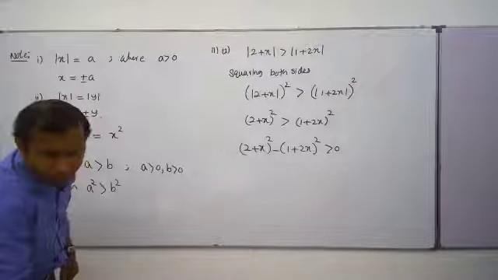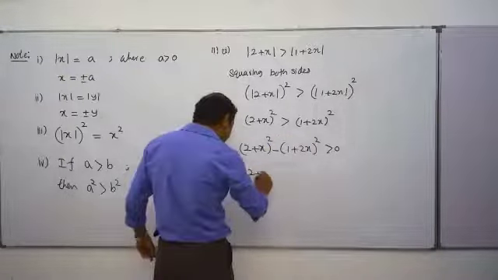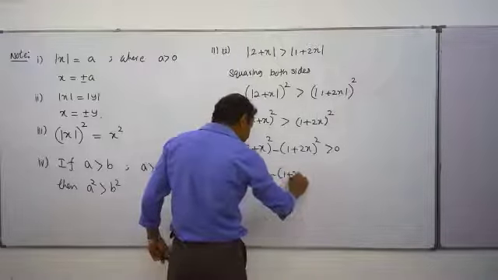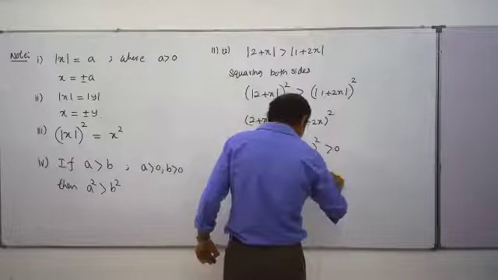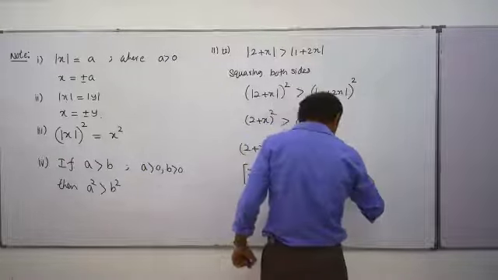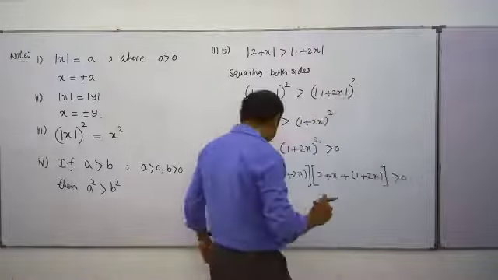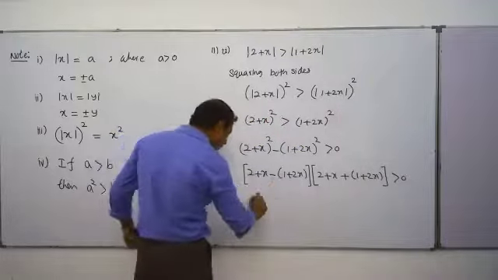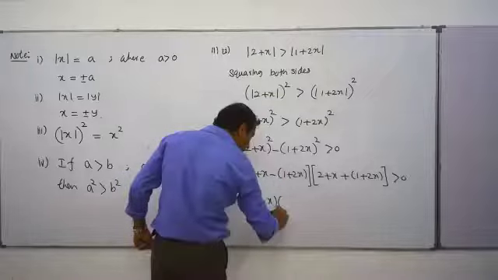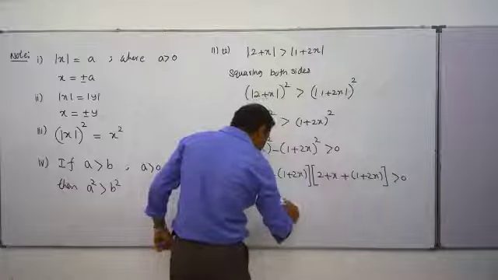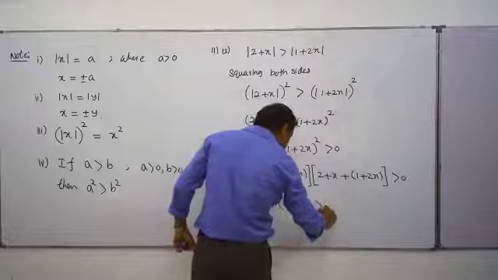Now we have a difference of two squares. Factorize this: 2 plus x minus 1 plus 2x, times 2 plus x plus 1 plus 2x, greater than 0. Now simplify here. 2 minus 1 is 1. x minus 2x is minus x. x and 2x make 3x. 2 plus 1 is 3. Greater than 0.